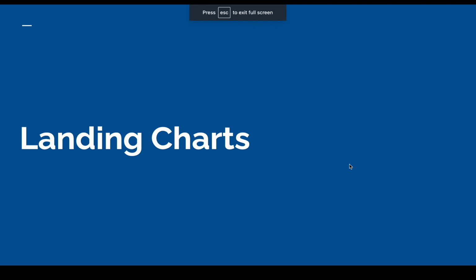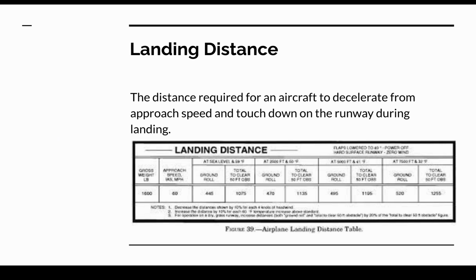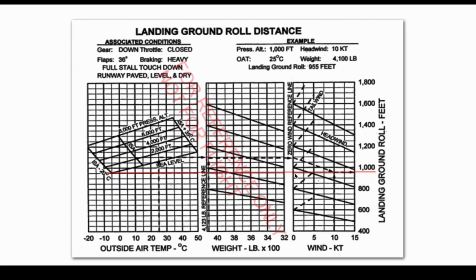Then we have landing charts. We talked about climbing. We've talked about cruise flying, how far we can fly, how long we can fly, all that. But now we need to talk about landing. And this is the landing distance, the distance required for an aircraft to decelerate from approach speed to touchdown on the runway during landing. We're going to learn to use this chart. Or this chart.